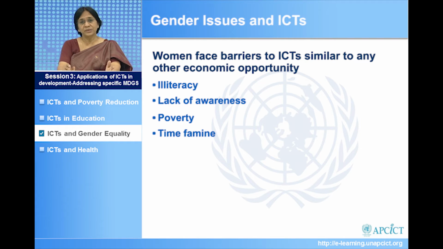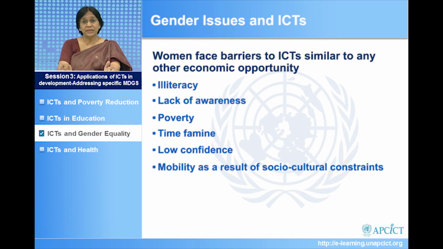Time famine. A woman just doesn't have the time to devote to learning because she has other social responsibilities of the home and the hearth. Low confidence as a result of not being exposed. Lack of mobility as a result of socio-cultural constraints. She, for reasons of security, for reasons of safety, for reasons of socio-economic constraints, cannot move outside her village, cannot move outside her home, and therefore we worry about her physical safety.